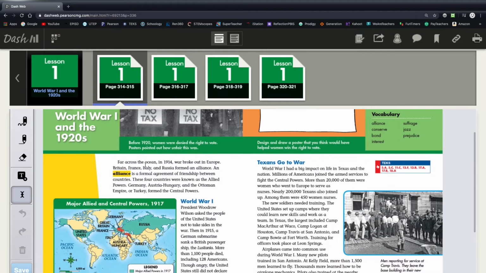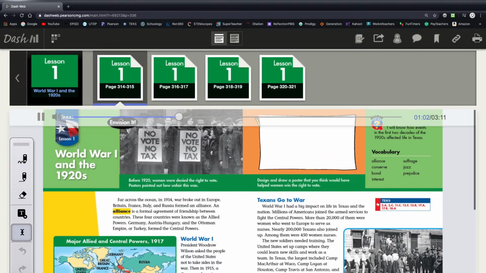Far across the ocean, in 1914, war broke out in Europe. Britain, France, Italy, and Russia formed an alliance. An alliance is a formal agreement of friendship between countries. These 4 countries were known as the Allied Powers. Germany, Austria-Hungary, and the Ottoman Empire, or Turkey, formed the Central Powers.